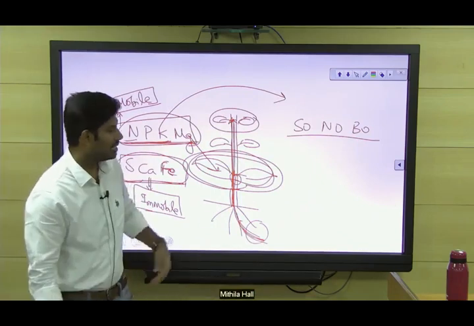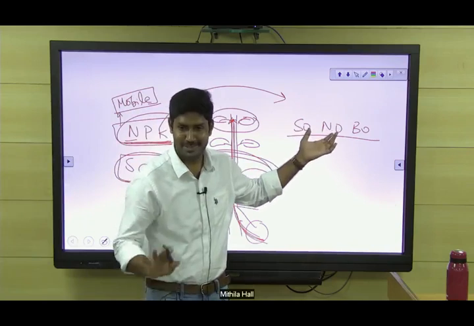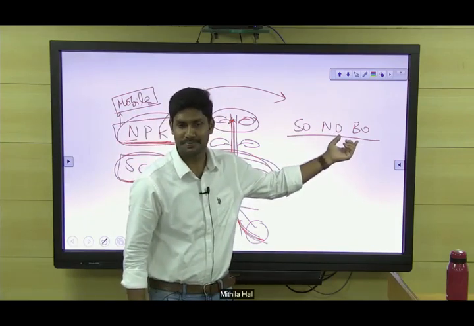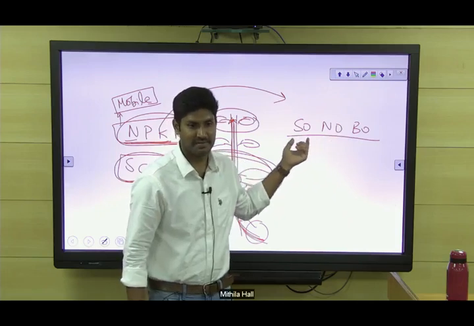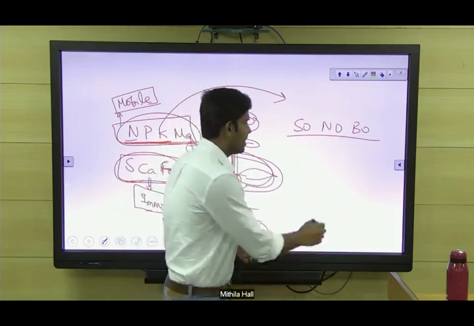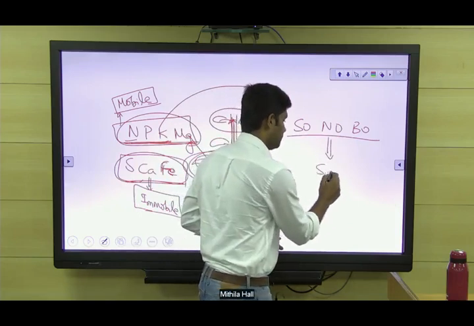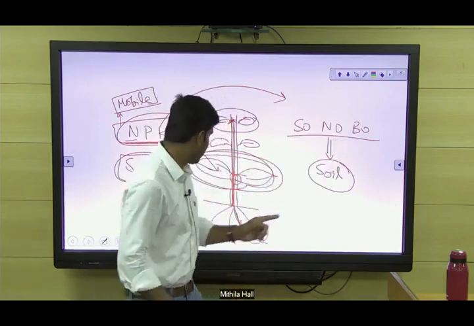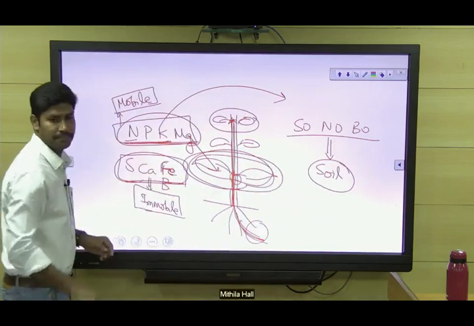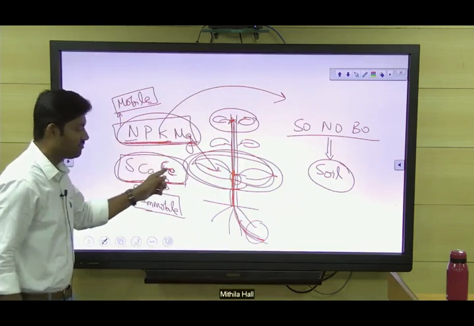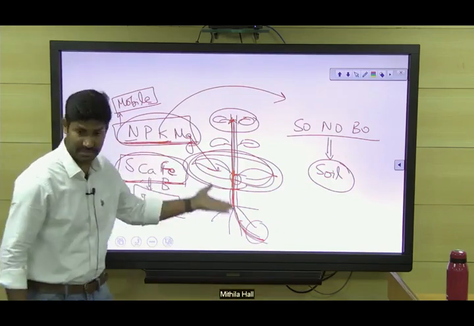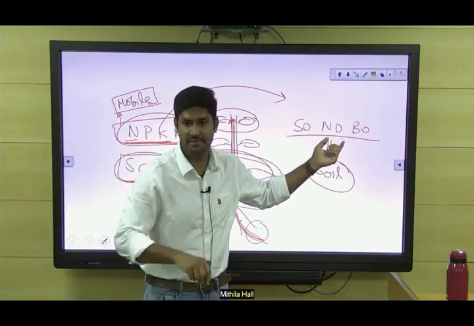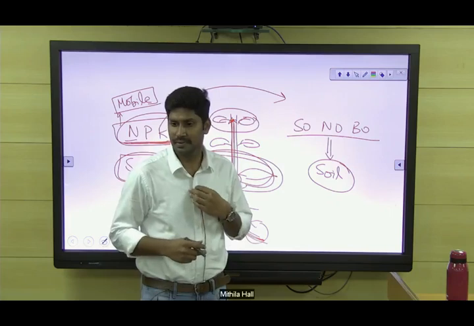Okay, so there is no meaning for sonobo, just sonobo. Sonobo means sulfate, nitrate, boron. Okay, 3 nutrients: sulfate, nitrate, boron. So they are highly mobile in the soil. Sulfur, boron, calcium, ferrous, they are highly immobile within the plant. But sulfate, nitrate, boron, they are highly mobile in the soil. There is a difference.